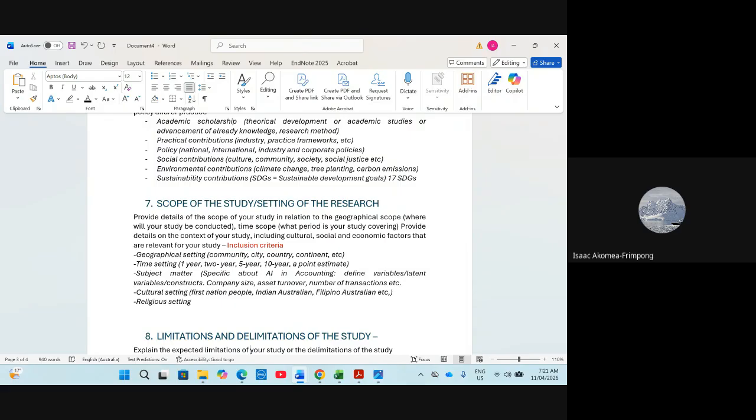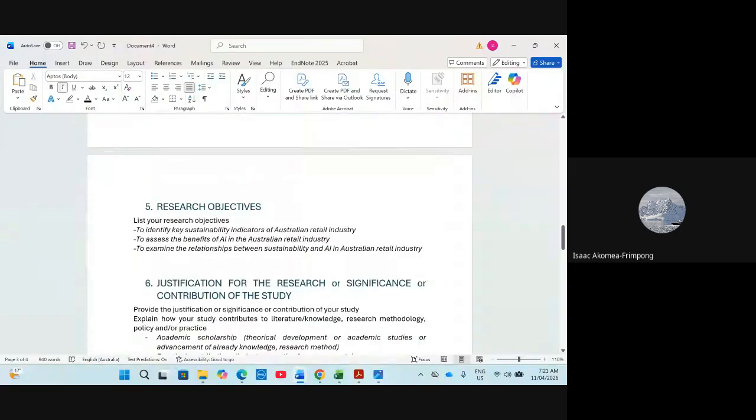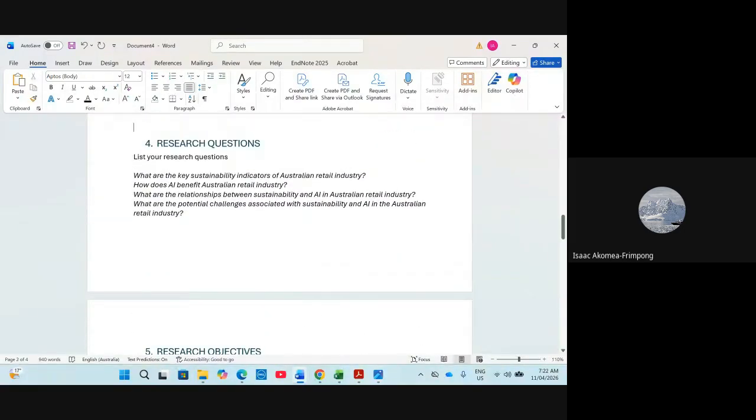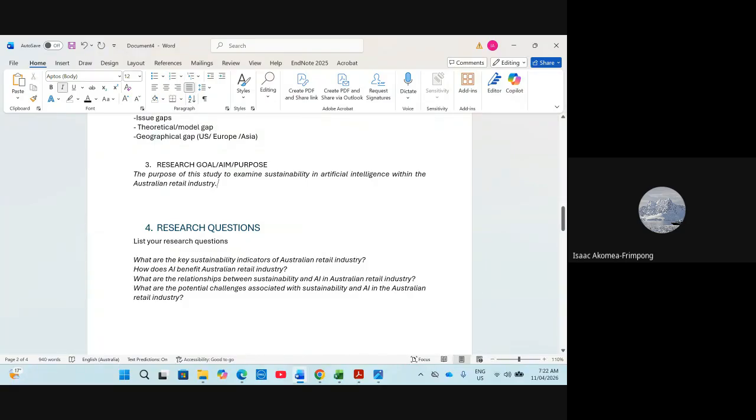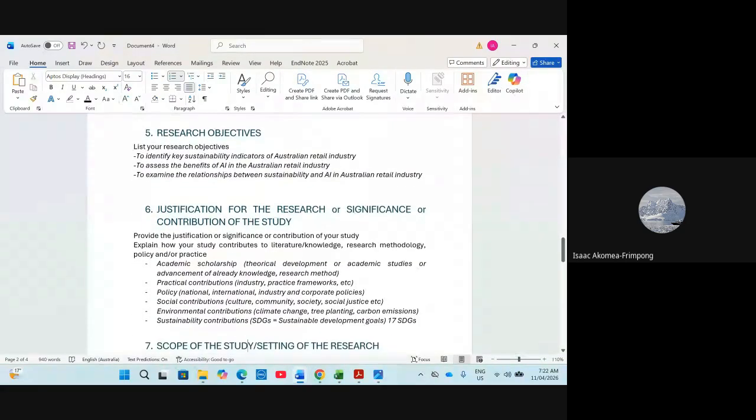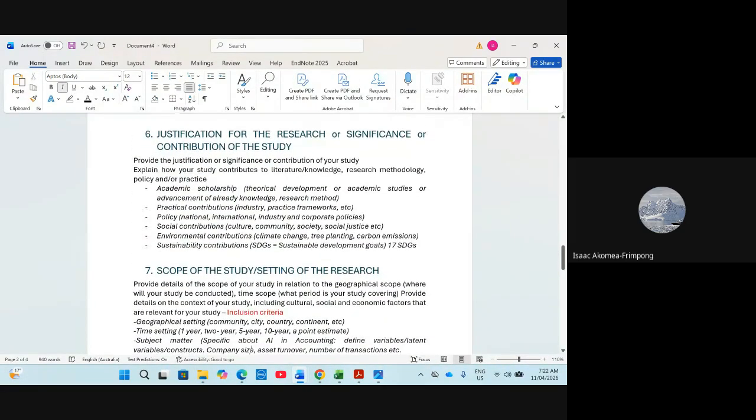But definitely in your research, for example, if you look at this goal, I mentioned that the study is being conducted where? In Australia. The Australian retail industry. So that's the scope, that's the area of research. So that has been captured by a statement.